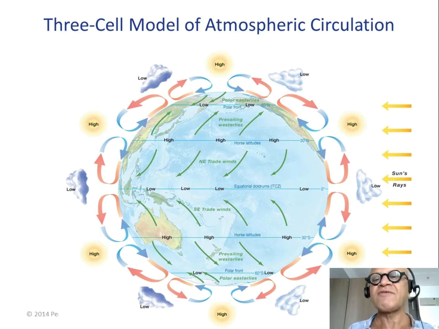But these regions have high pressure, clear skies, and no rain. These will be like the deserts of the ocean. When we look at primary production, or the forests in the ocean, if you will, we will see that the ocean also has deserts, and it's along these same latitudes where land also has deserts.